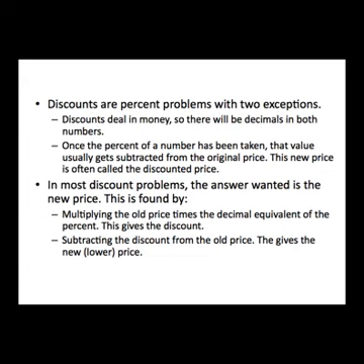This is found by multiplying the old price times the decimal equivalent of the percentage. That gives you the discount. Then you subtract the discount from the old price. This gives you the new lower price.